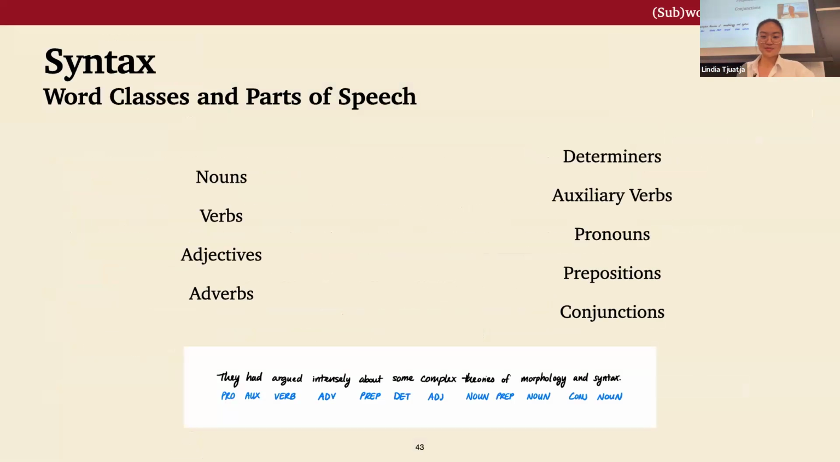So here's a list of canonical parts of speech. Based on a linguist's desired annotations, we can get more narrow than this, but this is pretty standard. And then a sentence annotated for each part of speech, like they is a pronoun, had is an auxiliary verb, argued is a verb, etc. I won't spend too much time on this because I think it's a bit too nitty-gritty in the details.